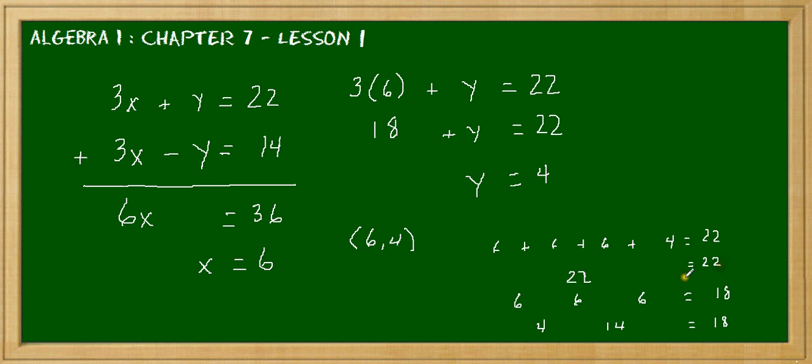So we can see that when we plug in our values into our diagram, it works. These are correct. This is the one ordered pair that makes both of these equations true. Okay.